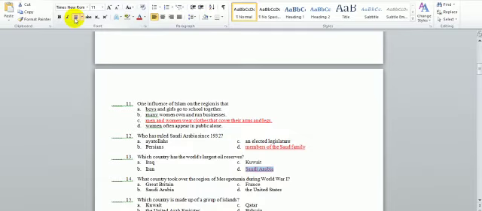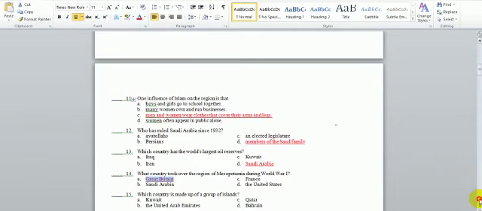Number 14. What country took over the region of Mesopotamia during World War I? There was one country that was already involved in this World War I, and it could control this part of the region, Mesopotamia, which is actually Iraq. Which country do you think? Yes, it was Great Britain.